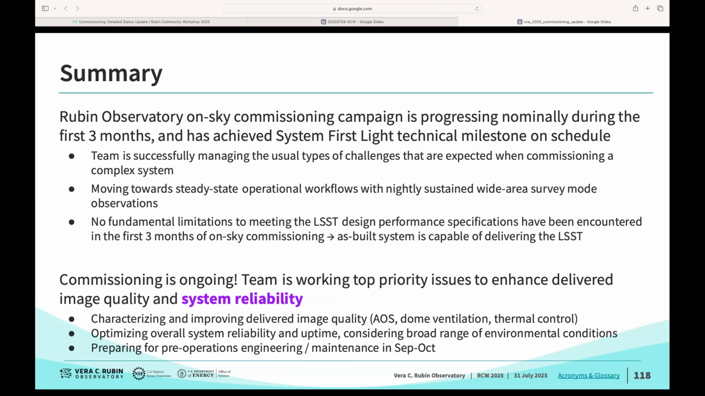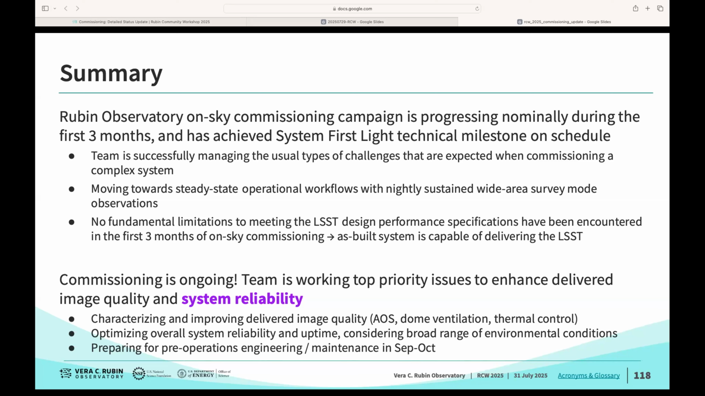So I hope what you've taken away from this session is that we have a really outstanding, very dedicated, very disciplined team that has been working with outstanding commitment to solve these problems as they've been coming up during commissioning. The on-sky commissioning campaign is progressing nominally the way that we expected during the first 3 months. We've achieved the system first light technical milestone on schedule. We're working through all the usual types of challenges that are expected when you're commissioning a complex system. We're moving towards steady state operational workflows.